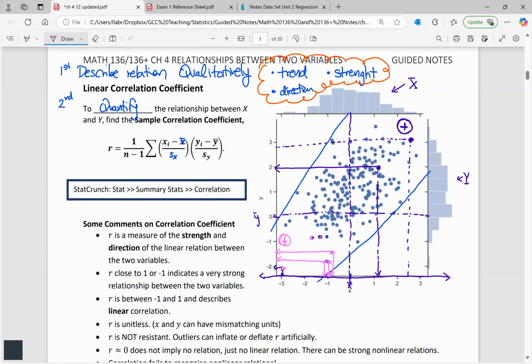All of these data points that we see here in this quadrant, and in this quadrant, contribute a positive product. If you take the z-score in the x and multiply it with the z-score in the y, and these have the same sign, you're going to get a positive times a positive, or a negative times a negative. In either case, they're going to produce a positive value.